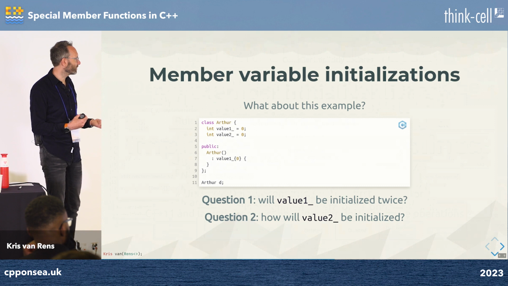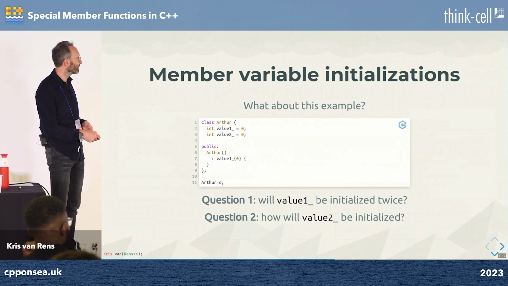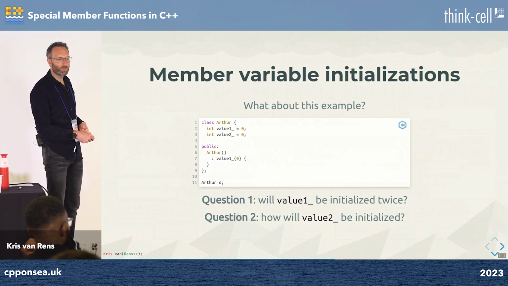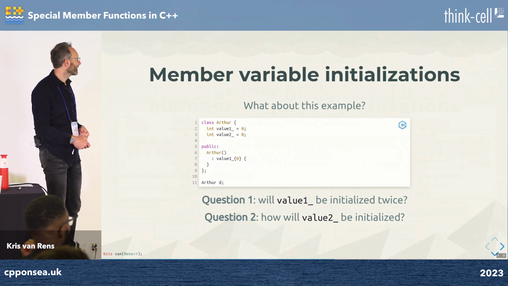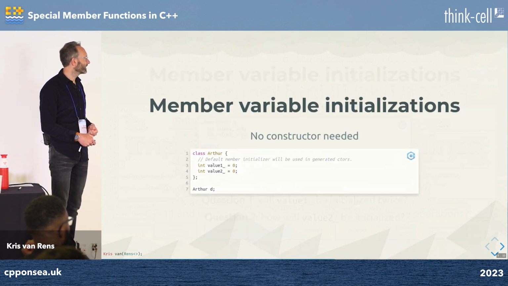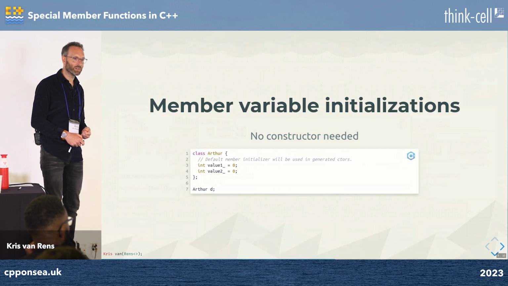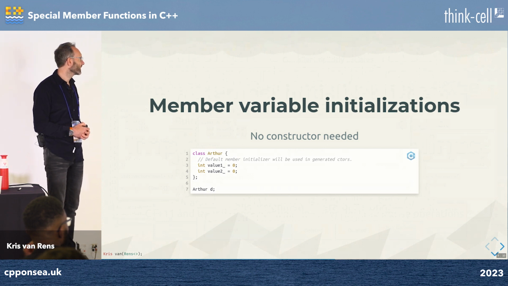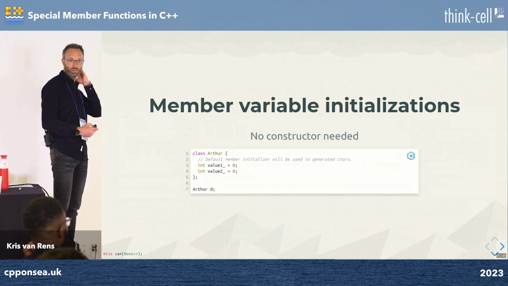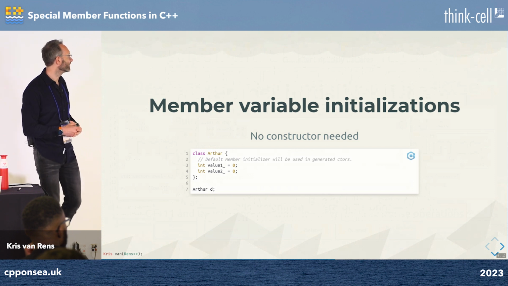But what happens to value 2? Because it's not in the member initializer list here. Will it be initialized at all? Yeah. So in this case, the compiler will use the default member initializer. So we can make this situation very simple by basically removing the whole constructor, because we already have the default member initializers. So the custom default constructor was not necessary at all.